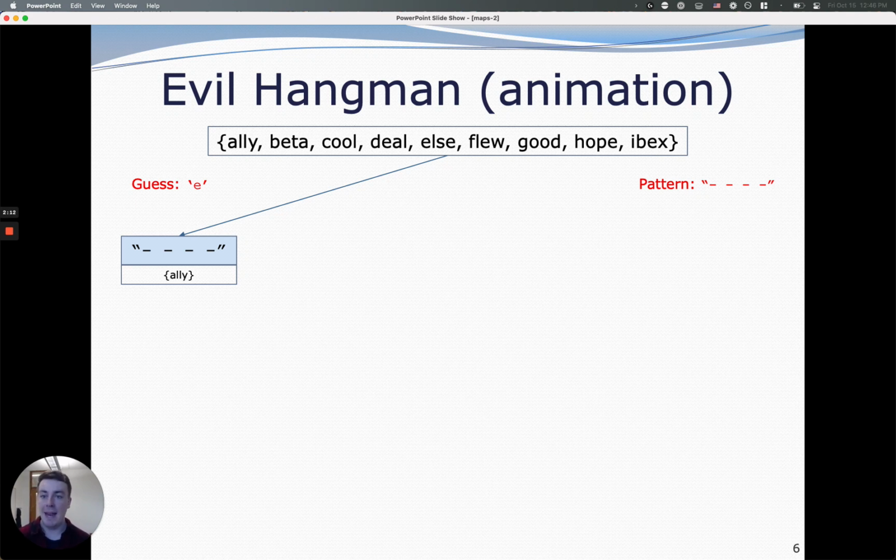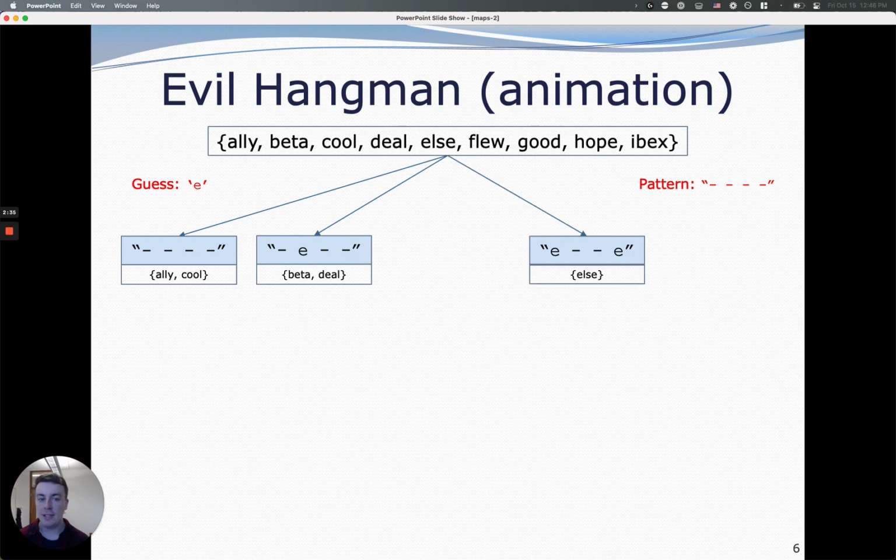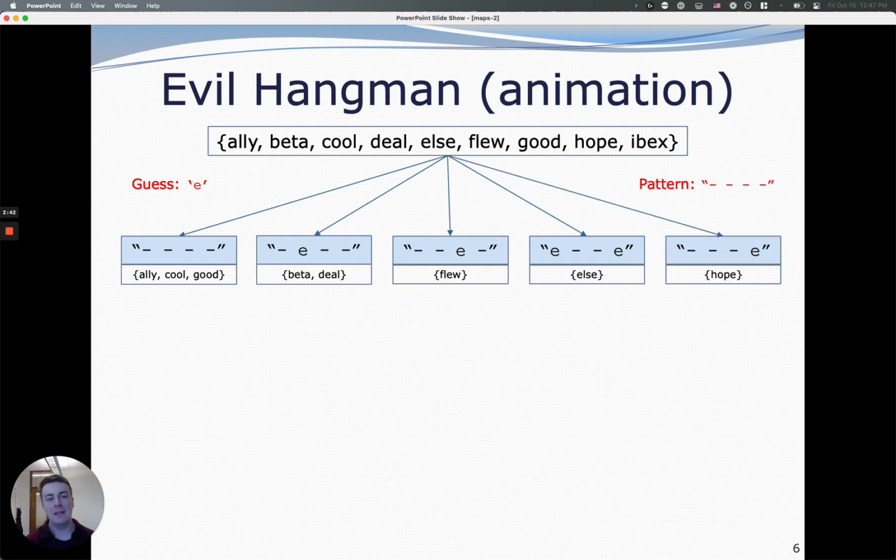Okay, next word is beta. What should we do with beta? Well, there's an E in the second position. And so the pattern, if beta was the word, would be dash E dash dash. Now going on to the next word, cool, there are no E's, so we'll add that on to the pattern with all dashes. Deal has an E in the second letter. Else has a different pattern of E's. Flu has it in the third position. Good has no E's. Hope has it in the fourth position. And ebex has it in the third.